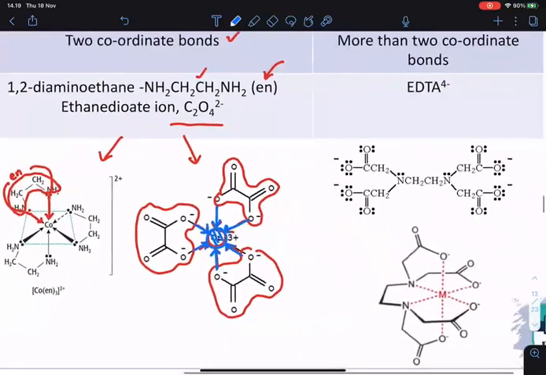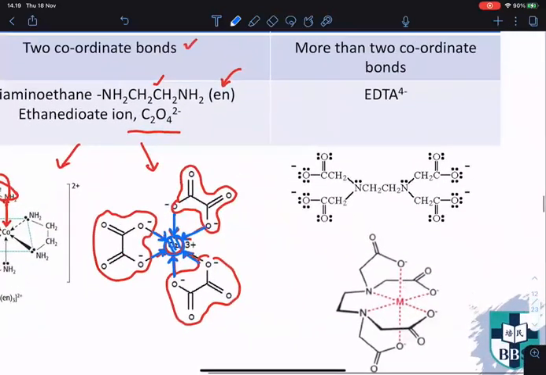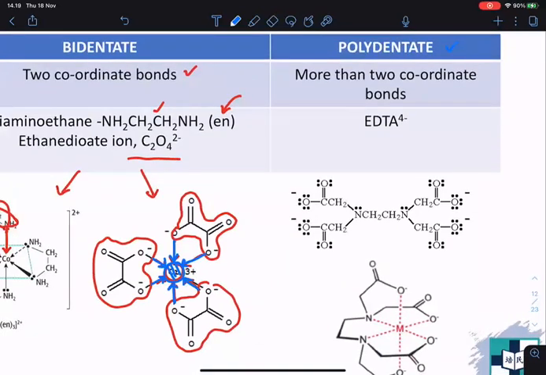There is another one which is known as polydentate. If you have bidentate, it means the ligand can form 2 dative bonds. Polydentate means they will form more than 2. An example in our syllabus is known as EDTA4 minus. Okay, this is EDTA4 minus. You can see it's quite complicated, but you just need to know that.